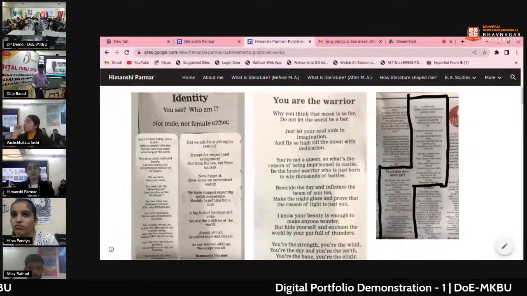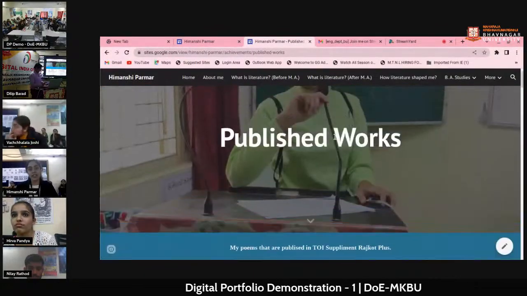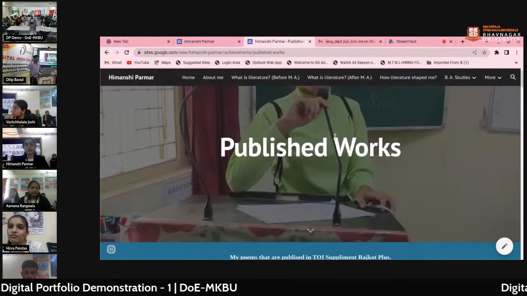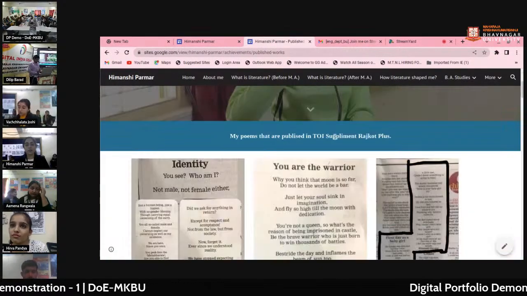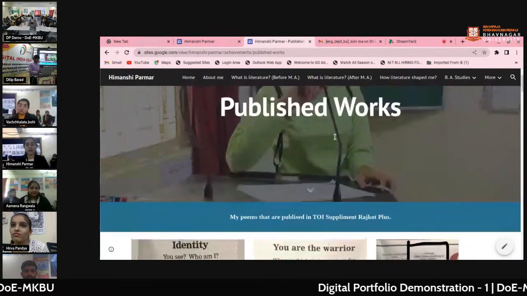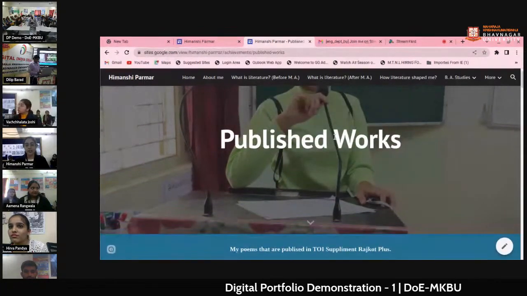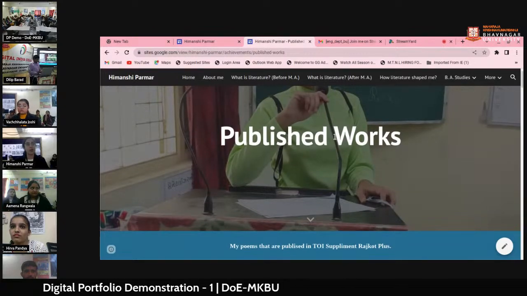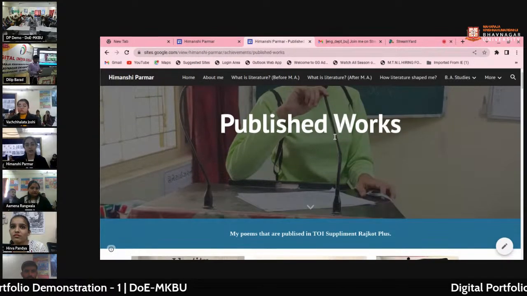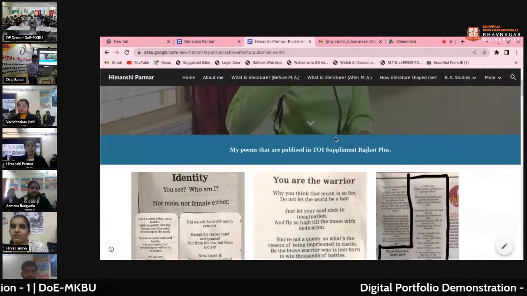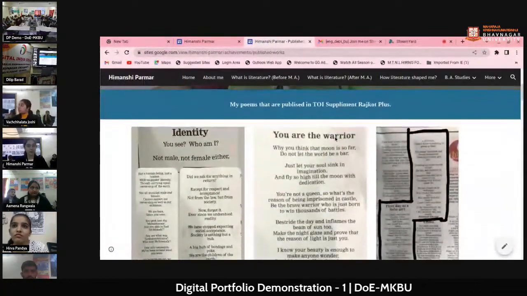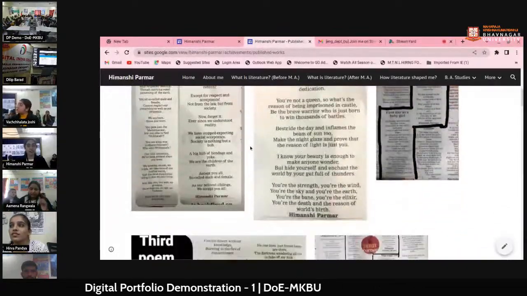Okay. So I have liked to write poetry since I was in seventh standard. Firstly I was writing poetry in Gujarati, and later as I grew up, I started writing in English also, and some of my poetry got published. I would like to share that with you. These are some poems that are published in the TOI supplement Rajkot Plus: Identity, You Are the Warrior, and other poems.